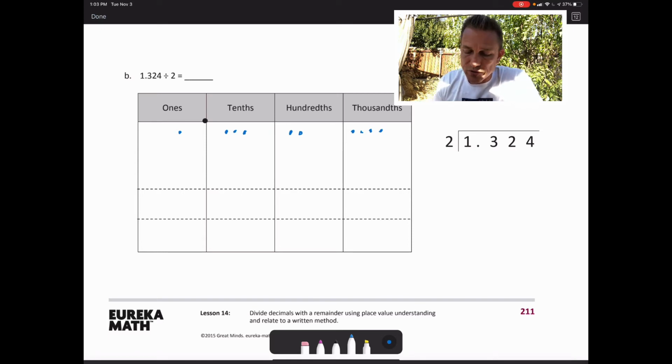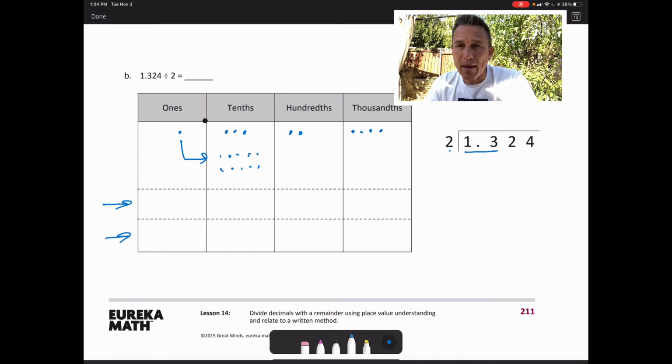So our divisor is 2. You can see 2 rows, 1, 2. So I need to share my ones first equally, 2 ways. Well, there's only 1, so I can't do that. So I'm going to have to unbundle it and turn it into 10 tenths. So instead of looking at 2 going into 1, I would look at it going into 13, because I'm going to split 13 2 ways.